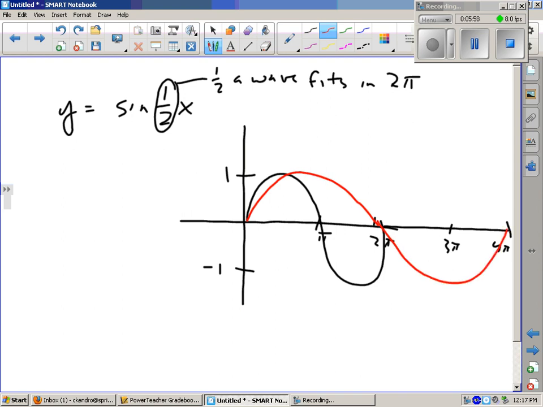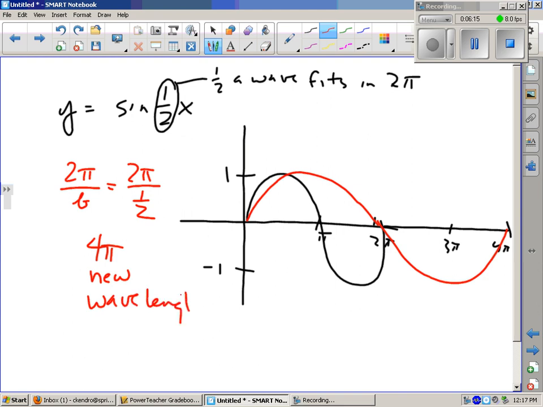Let's see if our little formula works. 2 pi over b would be 2 pi over 1/2. 2 divided by a half is 4. So 4 pi becomes your new wavelength. Okay, so this is really helpful. This really just tells you how far your wavelength is going to stretch out or shrink in between. All right, let's do a couple problems.